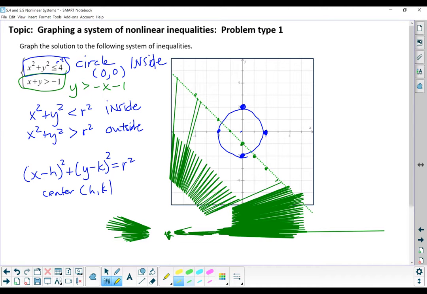So we need to shade above the green dotted line, and we need to shade inside the circle. So our solution space, I'm not going to be able to do it because some funky weird thing is happening on my tablet. I'm going to put a heart in the region that we need to shade. It's this region. Look on the notes that I put in the PDF files.